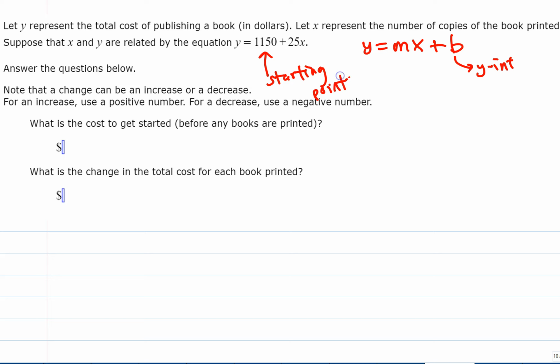And this is why a lot of times in word questions, we put the y-intercept first, because it's a starting point. And then from there, then what's the slope? Well, that's our number that's with the x. So this time this slope. But what does it mean in the context of the question? What's that 25?